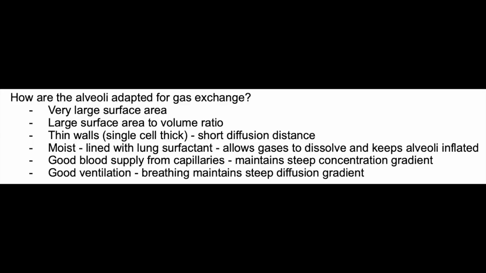So the adaptations of the alveoli to maximise gas exchange include a very large surface area to volume ratio. They have thin walls to provide a short diffusion distance. They're moist, they're lined with something known as lung surfactant. This allows gases to dissolve and keeps the alveoli inflated. They have a good blood supply provided by plenty of blood capillaries. This helps maintain that steep concentration gradient, and they also have good ventilation, and it's through the process of breathing that that concentration gradient is further maintained.